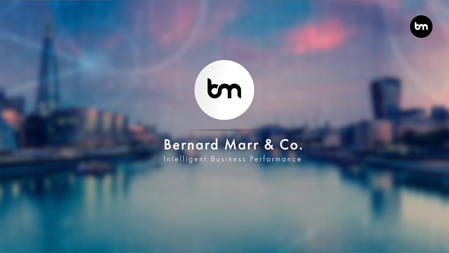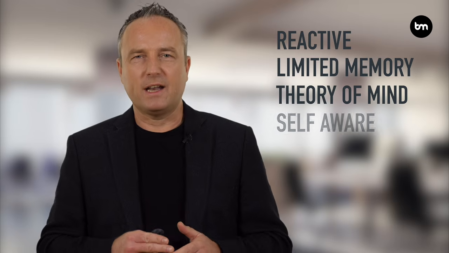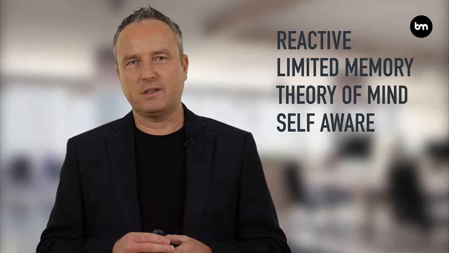What are the 4 types of AI? You might be familiar with some of the subsets of artificial intelligence, such as machine learning, natural language processing, and so on. But many don't know that you can distinguish 4 distinctive types of artificial intelligence. These are reactive, limited memory, theory of mind, and self-aware artificial intelligence.